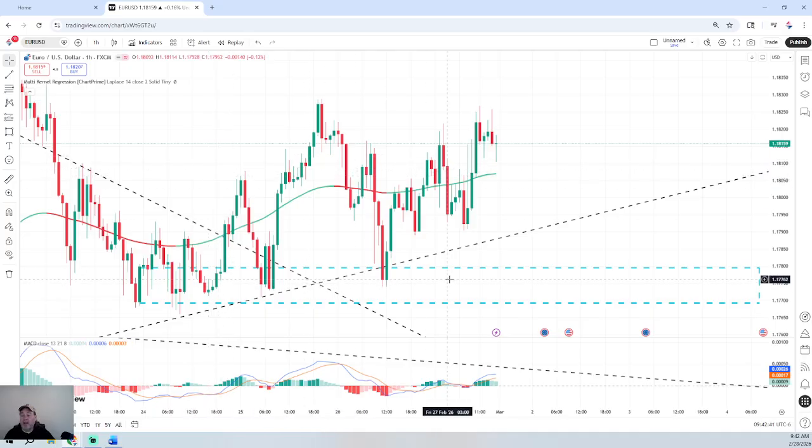Okay, so let's go back to where we got the support zone. How do you trade this support zone? On an hourly basis, we know that here we had this downtrend. Boom, look at this. Here's where it first starts to turn green.